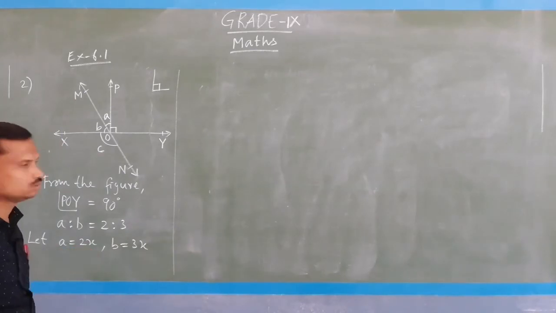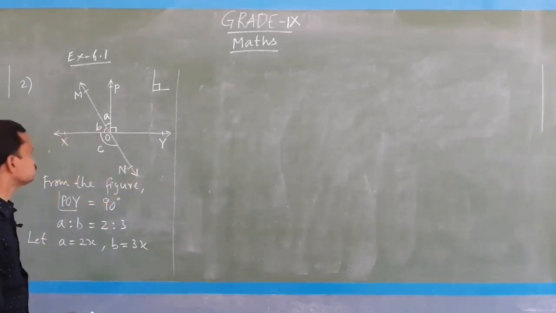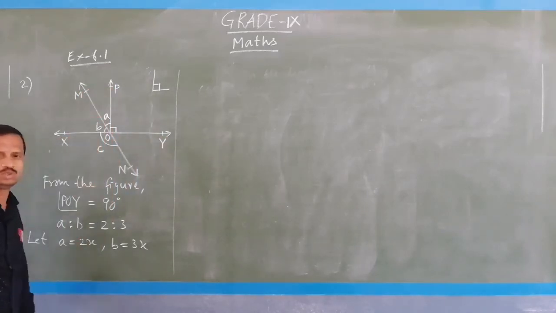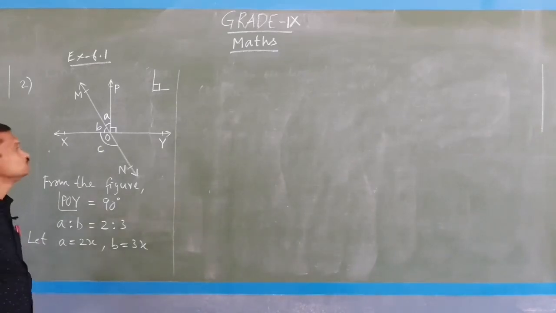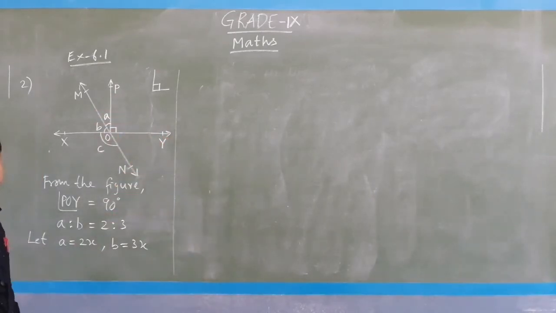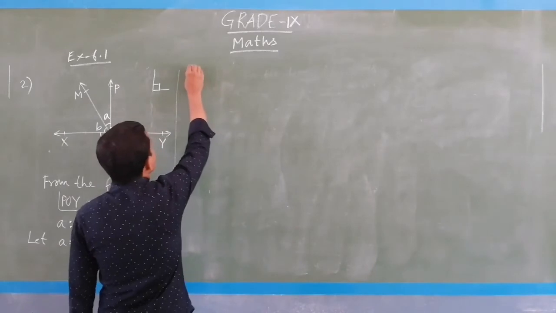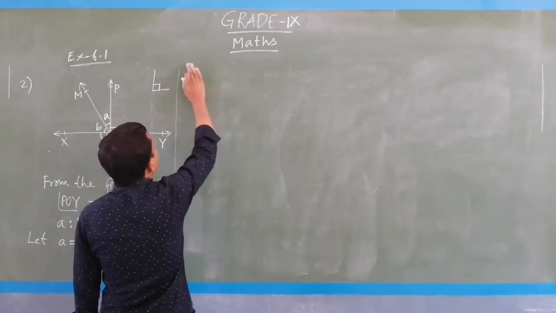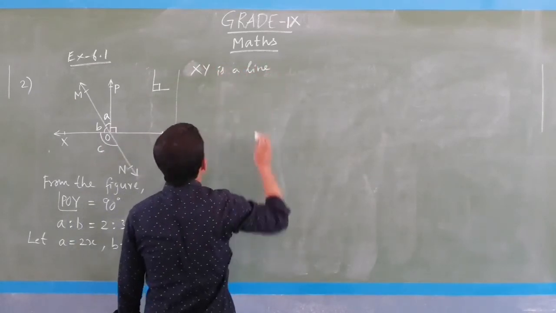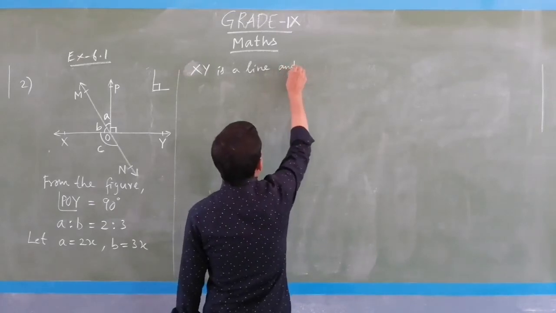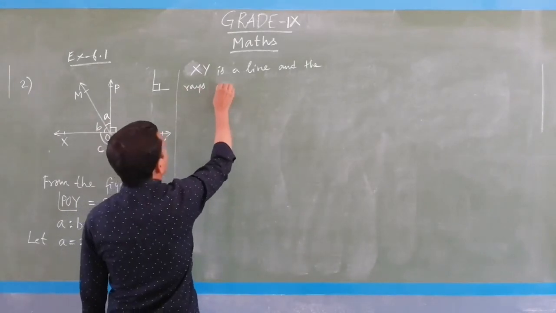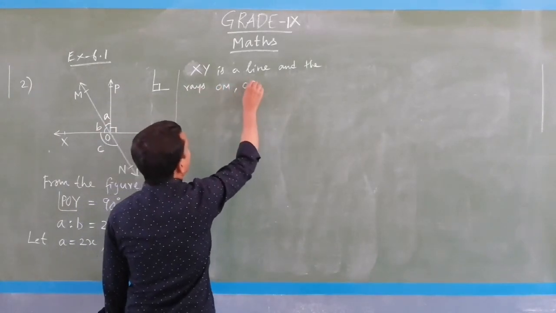This is our assumption. And coming to the figure, you see XY is a line, OM and OP are the two rays on it. Therefore, we get three angles: one is B, another one is A, another one is POY angle, which is nothing but 90 degrees. So, we can write like this: XY is a line and the rays OM, OP stand on it.